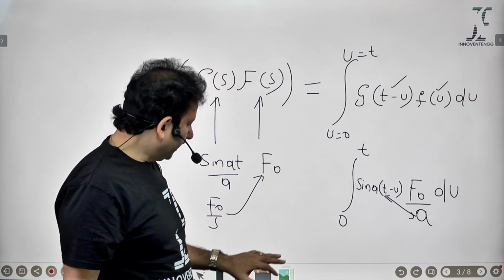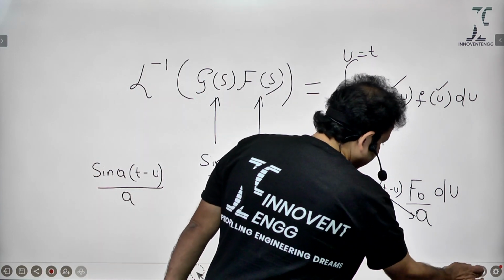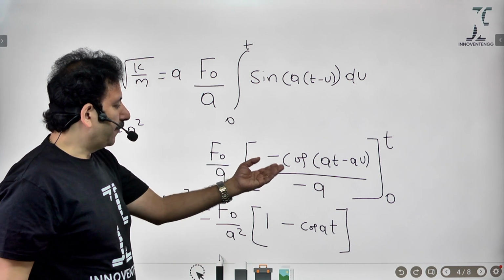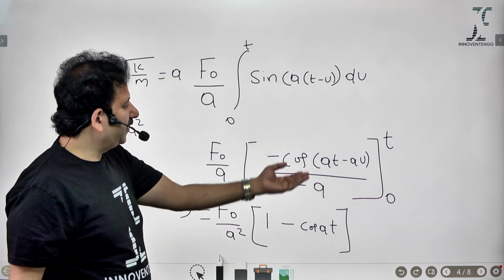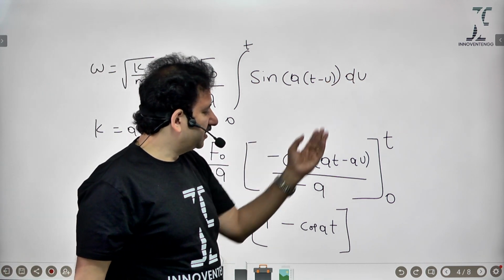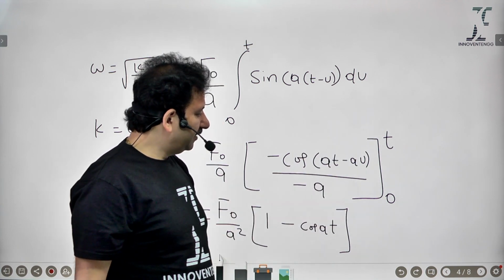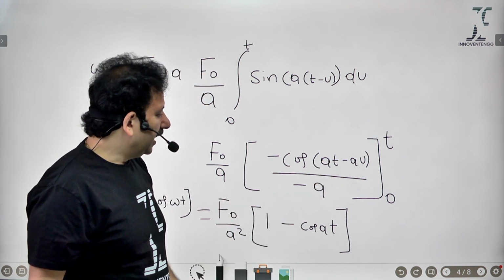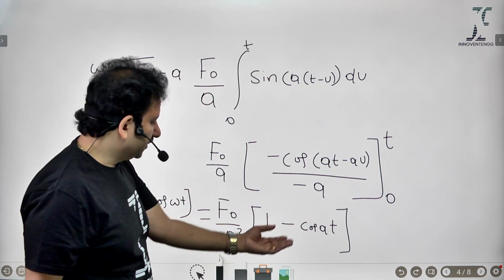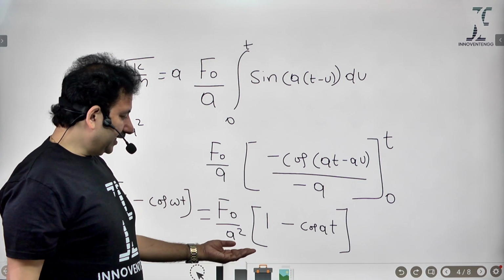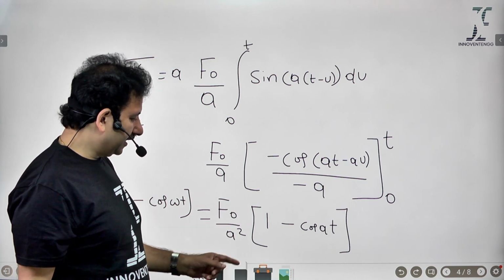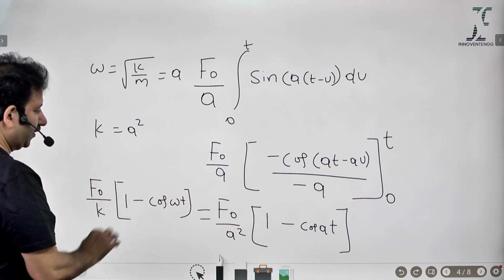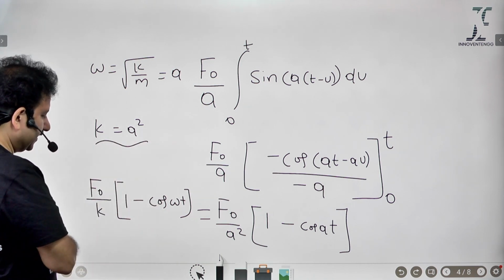And once we integrate this, which is quite simple, because sine, if you integrate, you'll get minus cos, divided by the coefficient of u, because you are integrating with respect to u. And when you substitute the limits, when you put u equal to t, this becomes cos 0, which is 1, and when you put 0, it becomes cos at, and finally you get to this expression, and here we extremely clearly and categorically recognize that k is a square.